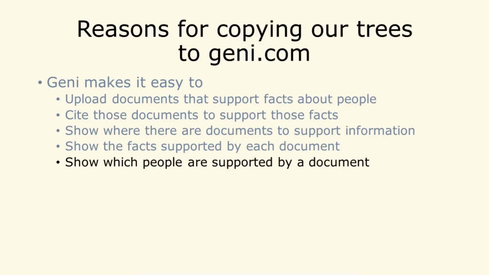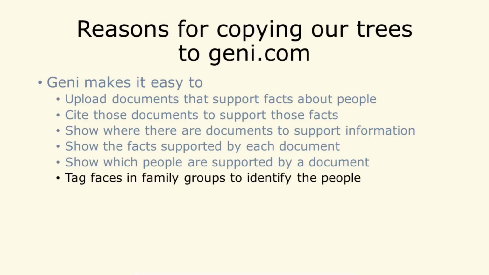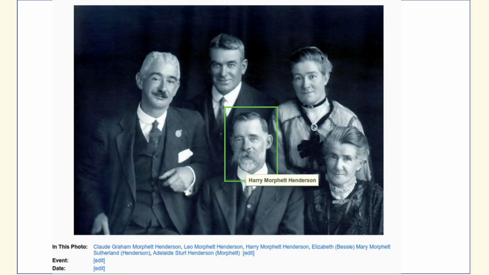You can show which people are supported by a document. So when we click on the link to the document, we get a view of it. You can click a link to view the whole document, and you can also see the people who are mentioned in the document. You can tag faces in family groups to identify the people. So there's my grandfather again, with his mother and three of his siblings.